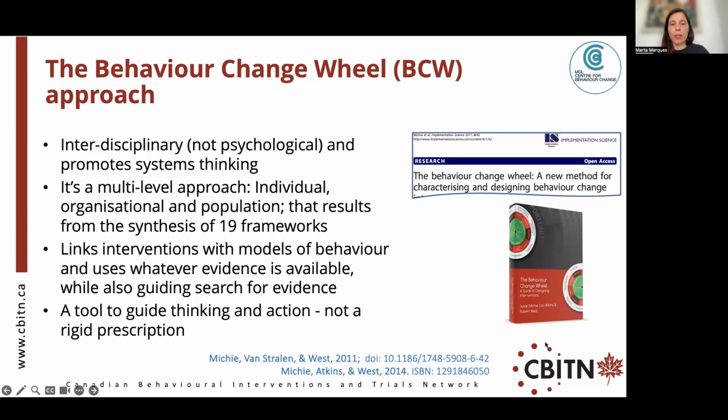So the behavior change wheel, as I said, is one of the frameworks that you can use in the development, implementation, and evaluation of interventions. And it's very useful in the first stages of designing an intervention. And I'll show you why. It is really important when we talk about the behavior change wheel to know that this is an interdisciplinary framework.